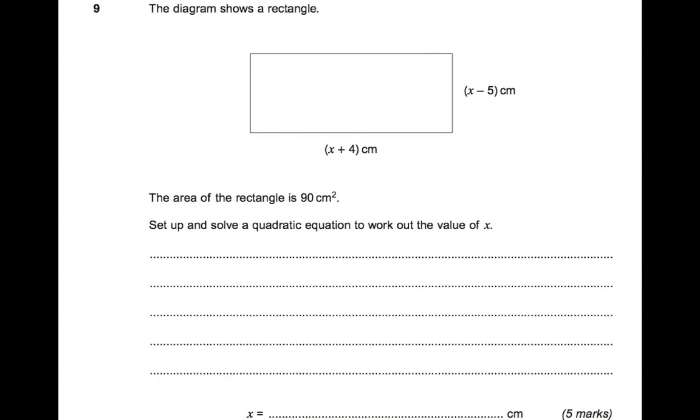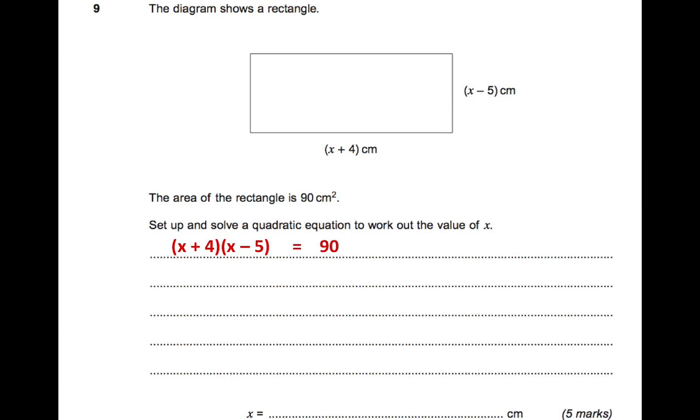Okay, the next question I was asked to help with. The diagram shows a rectangle. The sides of the rectangle are x plus 4 and x minus 5. And the area of the rectangle is 90 centimeters. Well, we know how we find the area of a rectangle. We multiply the two sides together. So the information in the question is telling us that x plus 4 times x minus 5 equals the area, 90.